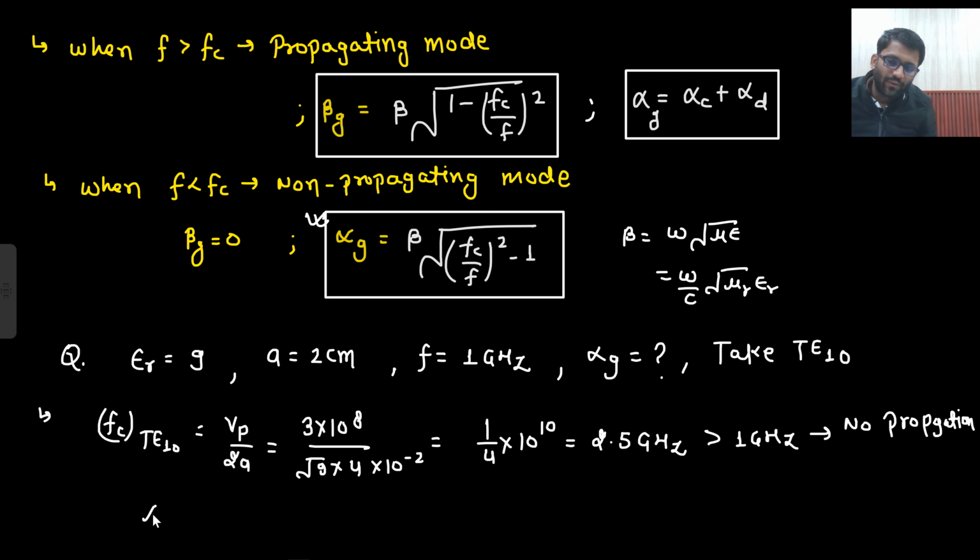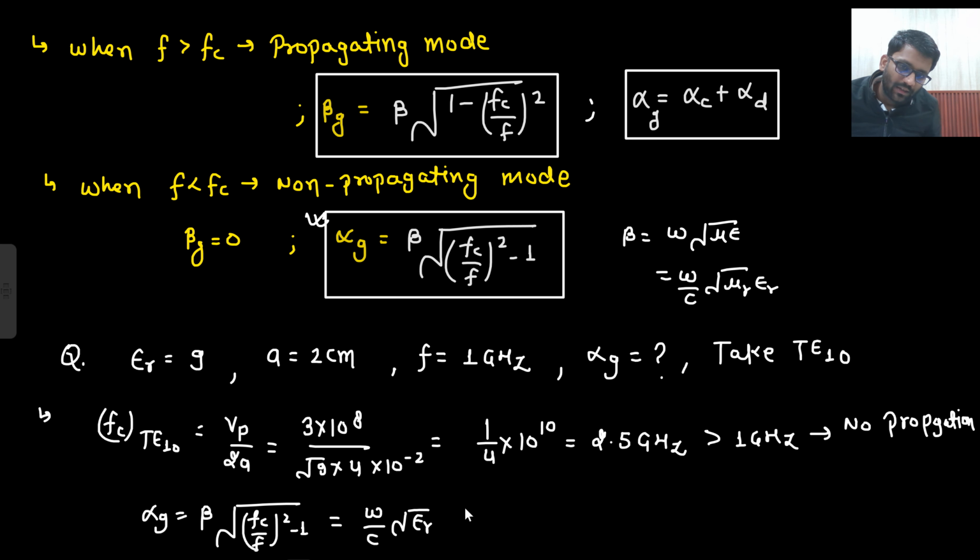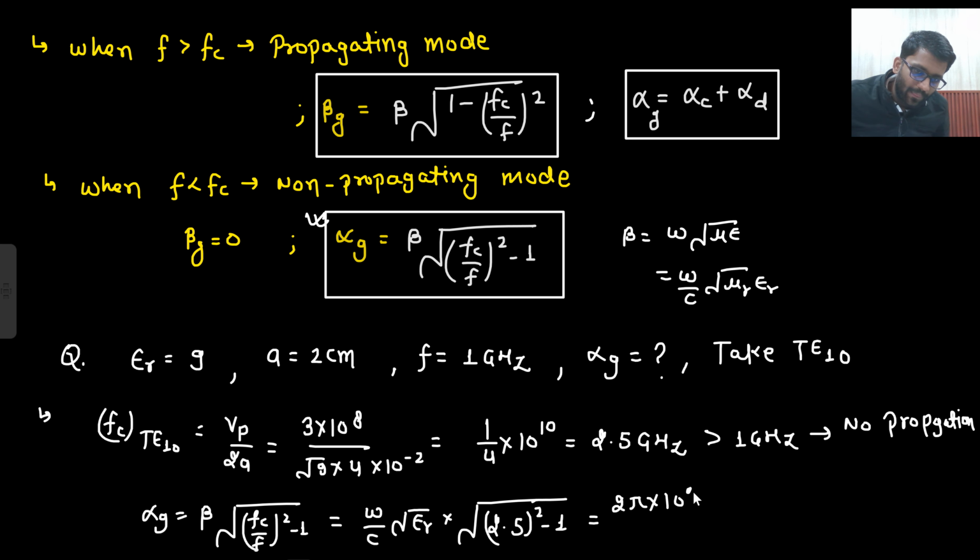If I need to find the value of alpha g, what would that be? Beta into under root Fc by F whole square minus 1. What is the value of beta? Omega by c under root epsilon r into under root of Fc by F, that is 2.5, whole square minus 1. That is omega. What is the value of omega? The value of omega will be 2 pi into 10 to the power 9 divided by 3 into 10 to the power 8.